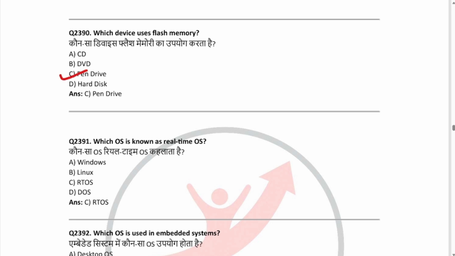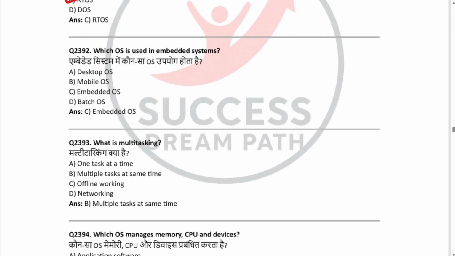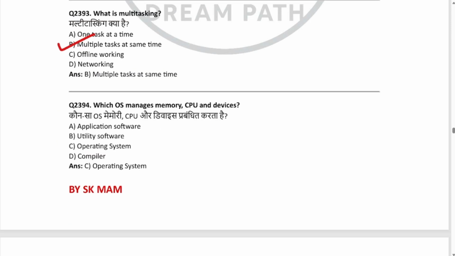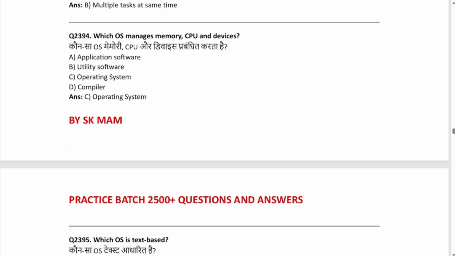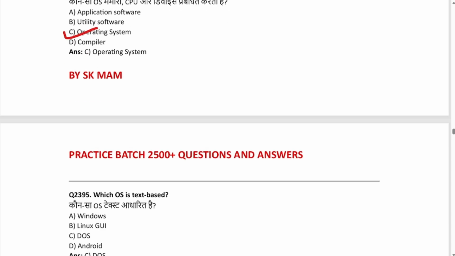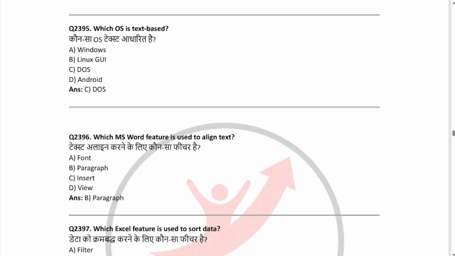Which OS is known as real-time OS? RTOS. Which OS is used in embedded system? Embedded OS. What is multitasking? Multiple tasks at same time. Which OS manage memory, CPU and devices? Operating system. Which OS is text-based? DOS.